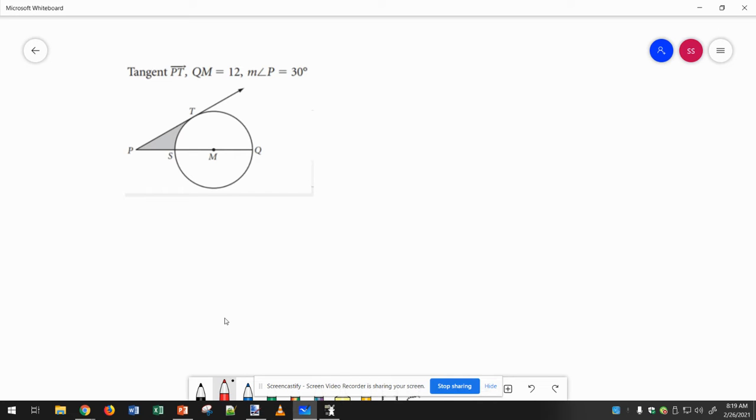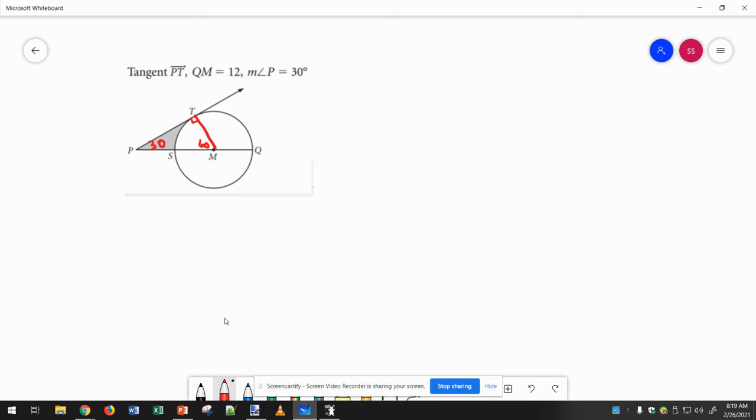This is one of the more challenging problems I can give you. So the measure of angle P is 30, and this is a tangent, so that's going to cross at a right angle. We have to remember that from first semester. So that's a right angle, we have a right triangle, which means this must be 60. And now we've got a 30, 60, 90 right triangle.